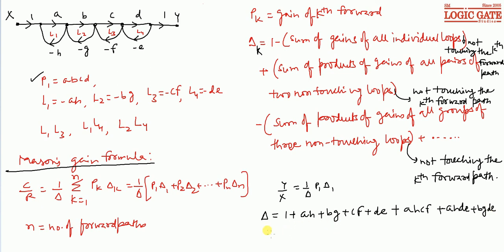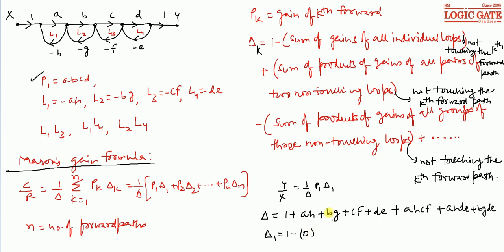Now what about del 1? Del 1 is 1 minus sum of gains of all individual loops not touching the first forward path. Here we can see that all the four loops are touching the first forward path. So there is no individual loop which is not touching the first forward path. So this will be 0.